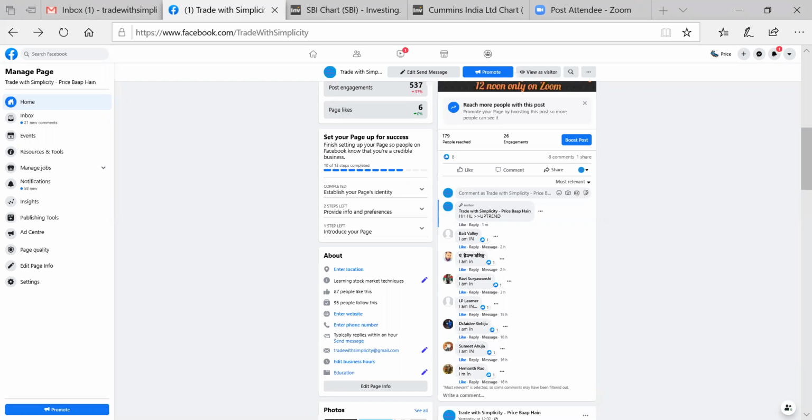Lower low, lower high is equal to downtrend. So everybody type lower low, lower high is equal to downtrend on FB. Now you know when to buy, when not to buy. Will you be able to take decisions on your own, whether you should buy the stock or you should not buy the stock?